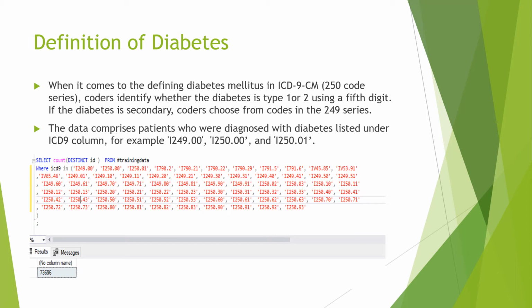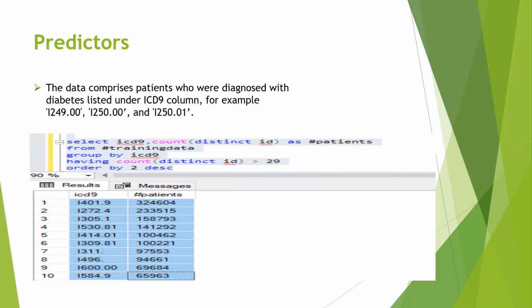The data comprises patients who were diagnosed with diabetes listed under the ICD-9 column. For example, I249, I250, and I250.01. So we have 16 diagnoses to predict the presence of diabetes. The total number of diagnoses which has at least 9 observations are the 29.